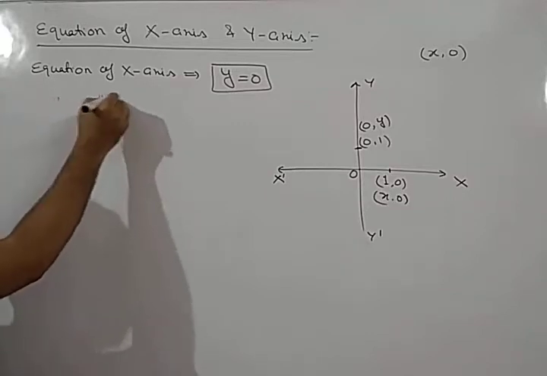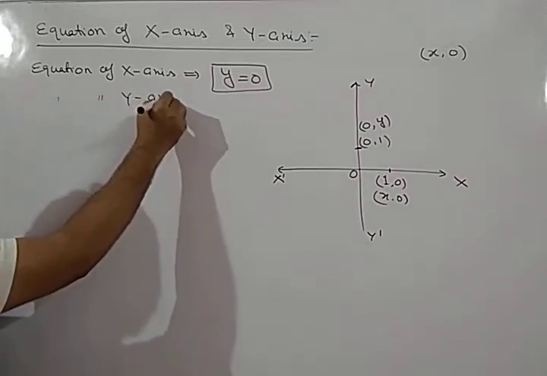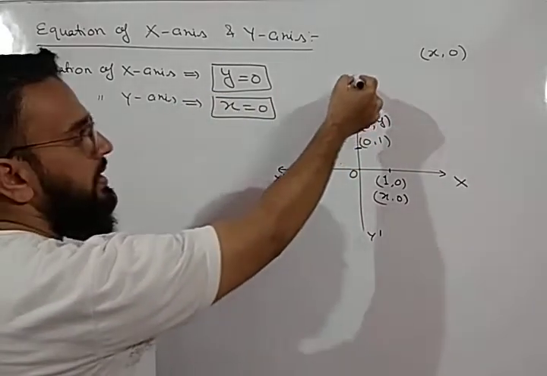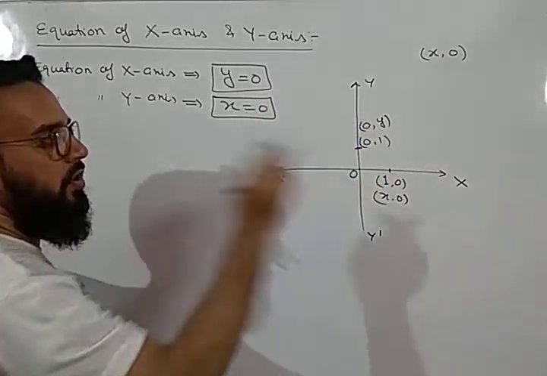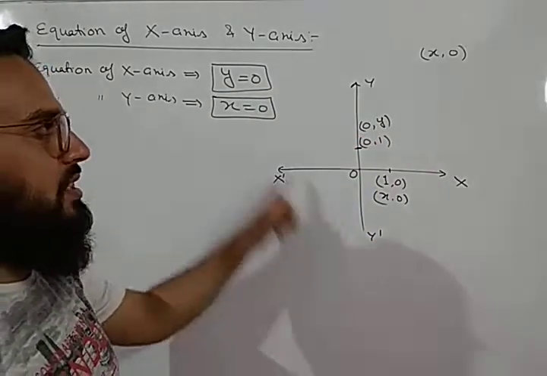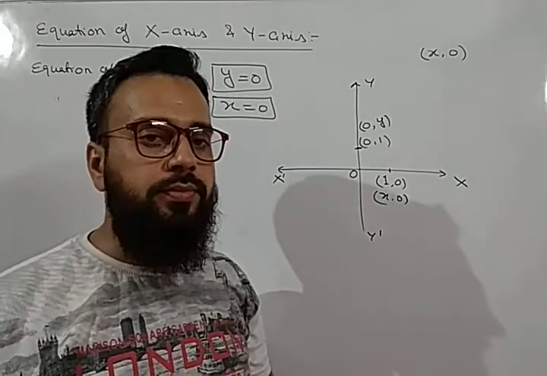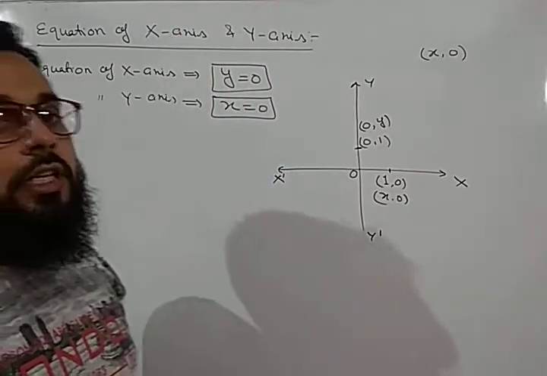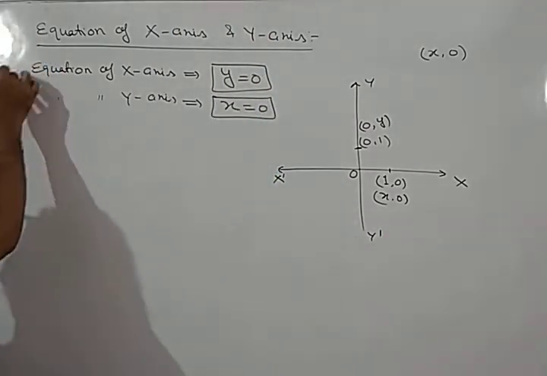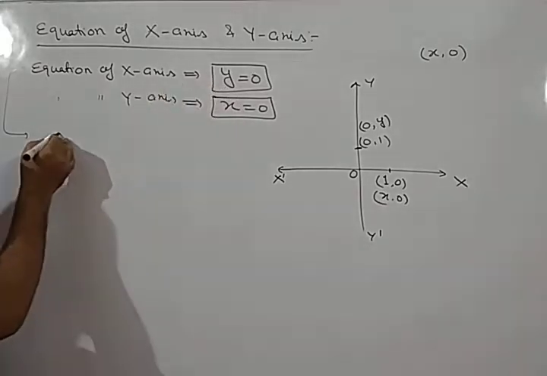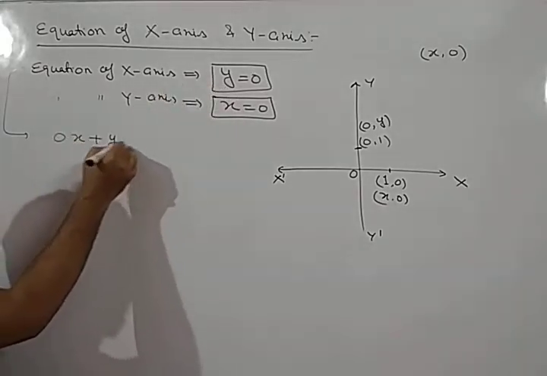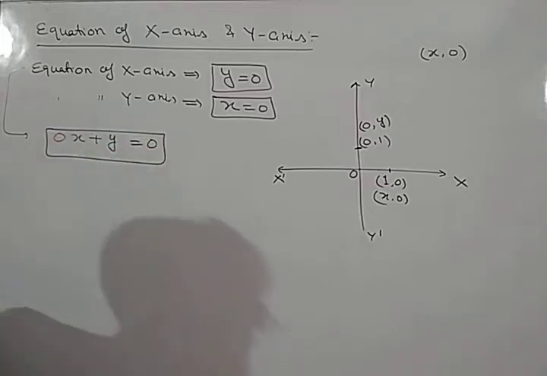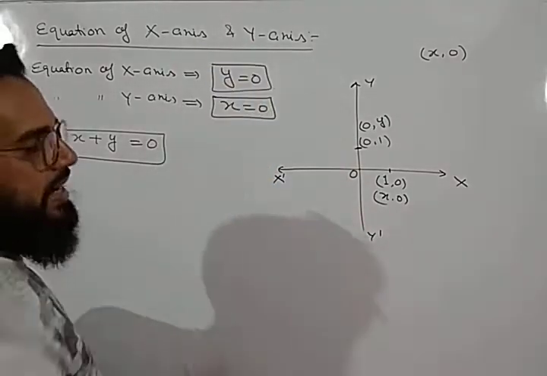Similarly, the equation of y-axis is given by x equal to 0, because on y-axis the x coordinate of every point is always 0. Now if we convert these two equations into linear equations in two variables, the first equation, y equal to 0, can be written as 0x plus y equal to 0. This is the linear equation of x-axis in two variables, which can be simply written as y equal to 0.